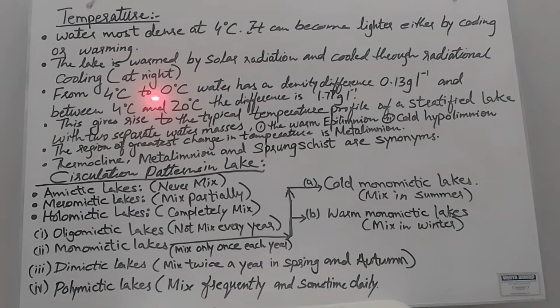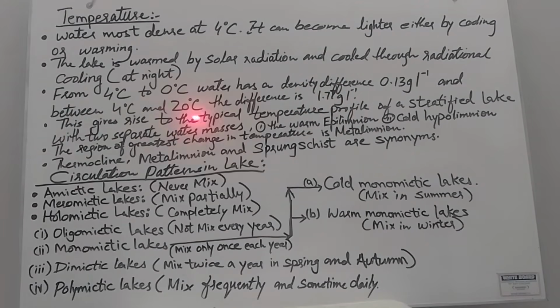From 4 degrees to 0 degrees, water has a density difference of 0.13 gram per liter, and between 4 degrees centigrade and 20 degrees centigrade, the difference is 1.77. Here we can observe the difference from 0.13 to 1.77. Meaning with the increase in temperature, the difference in density increases. So this one is the basic factor.